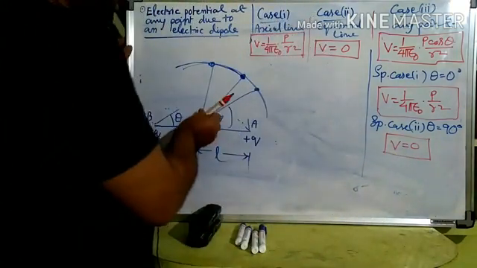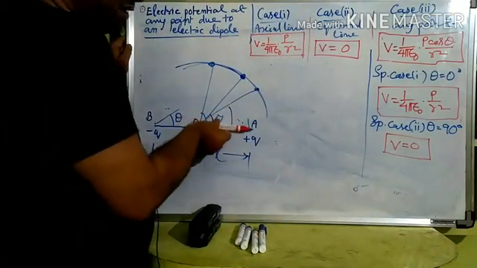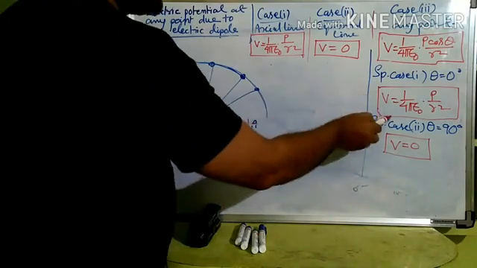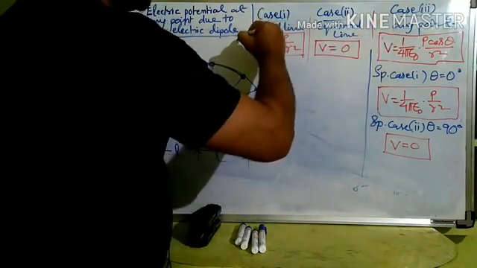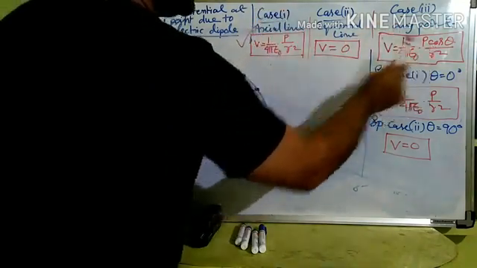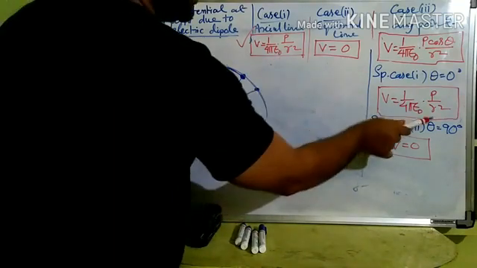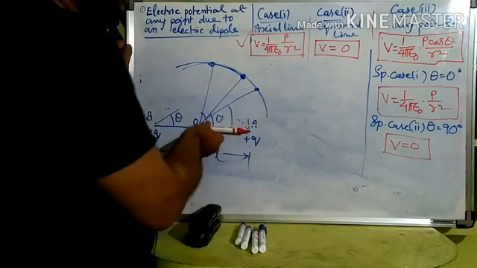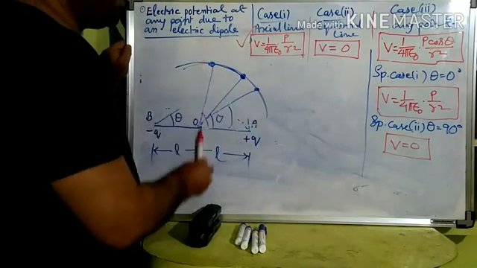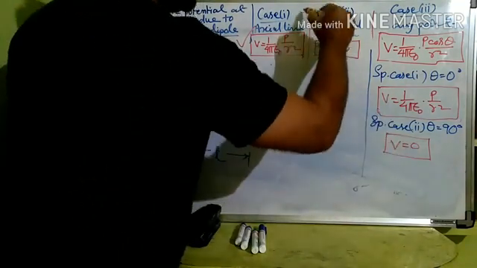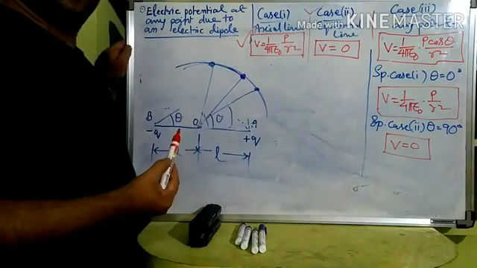Now see, here theta is equal to 0 means it is on the axial line. So the first special case of case 3 is the same as this, and the answer also is the same, right? V is 1 by 4 pi epsilon 0 P by R square. And the second is, if theta is equal to 90 degree, that is the equatorial line. So this special case is the same as case 2 only.